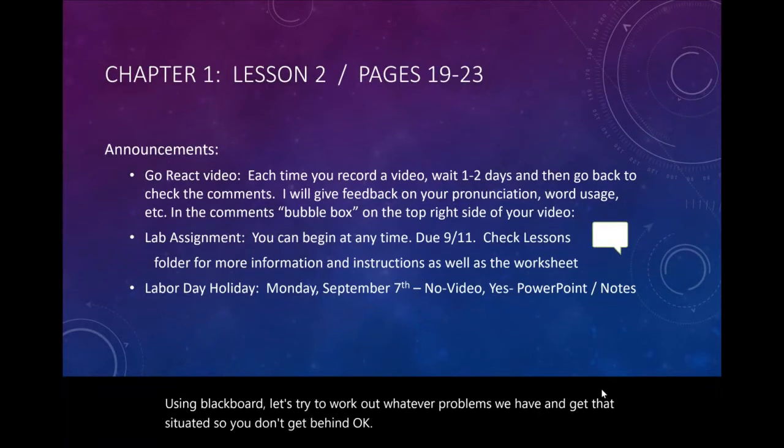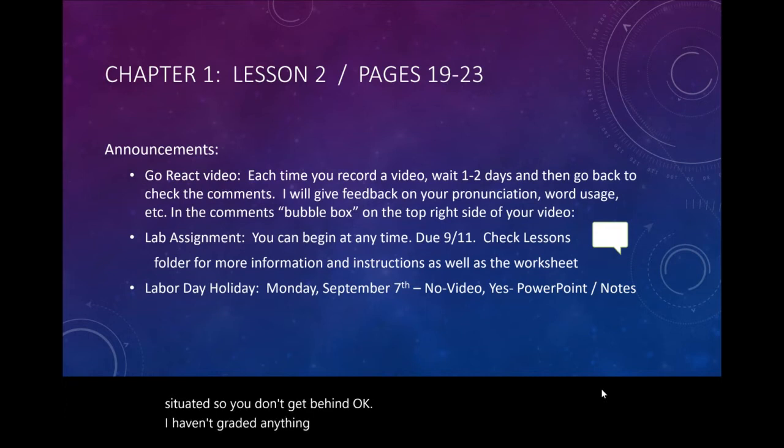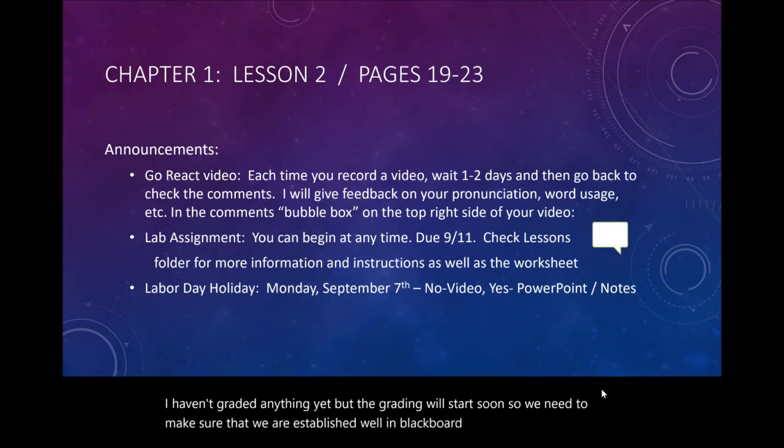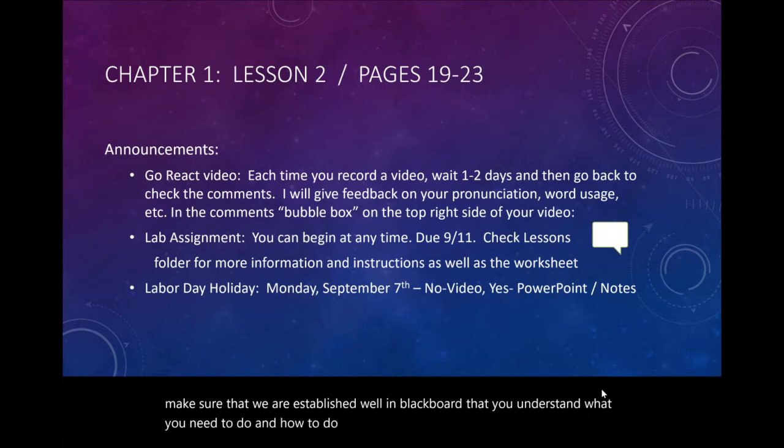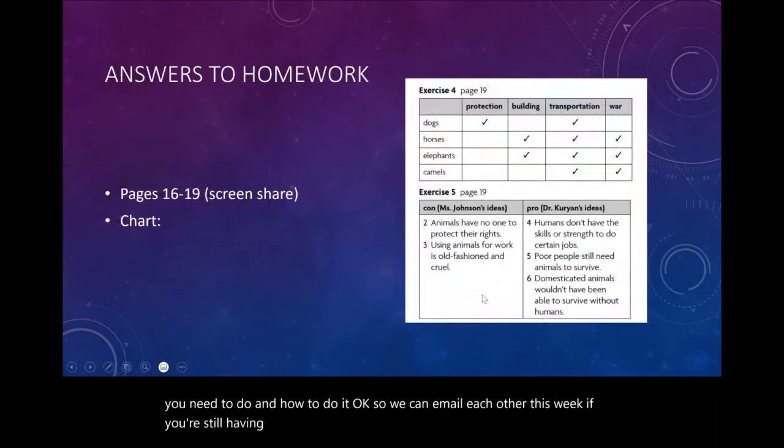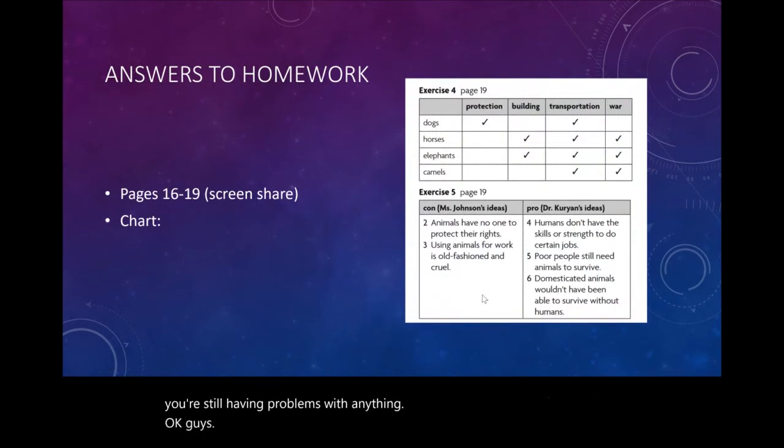I haven't graded anything yet, but the grading will start soon. So we need to make sure that we are established well in Blackboard and that you understand what you need to do and how to do it. Okay. So we can email each other this week if you're still having problems with anything. Okay, guys. Everybody's doing great so far. So thanks for joining again today.